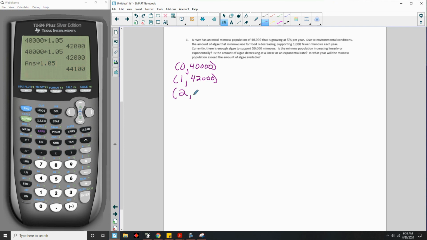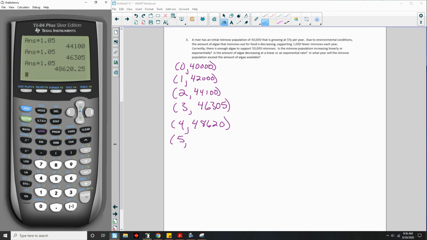Year 2 is 44,100. Year 3 is going to be 46,305. Year 4 is going to be 48,620. And year 5 is going to be 51,051 fish.